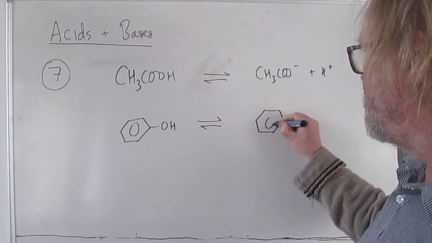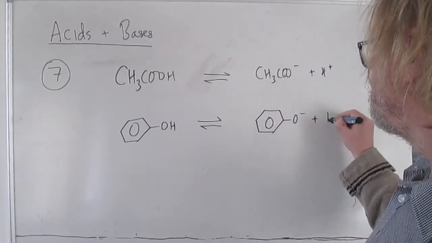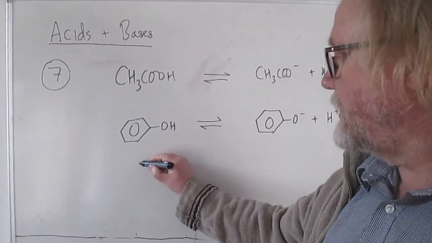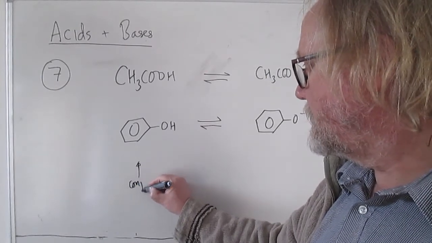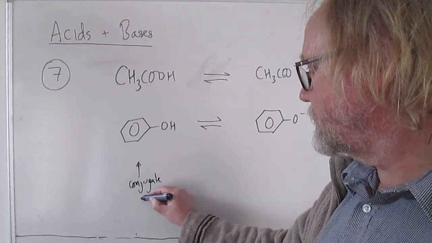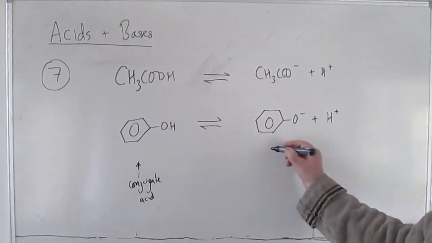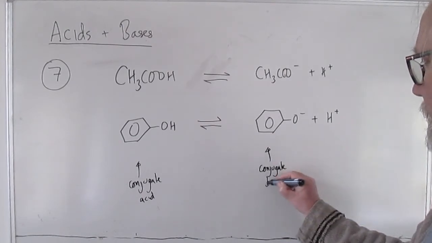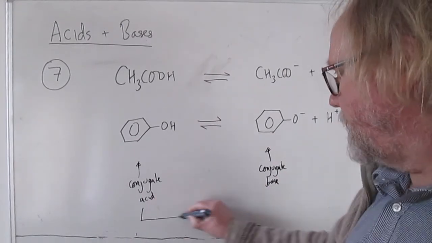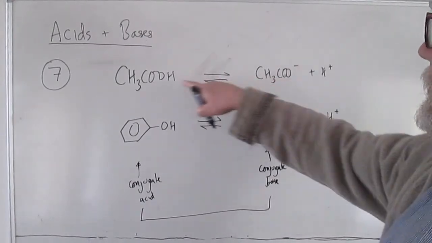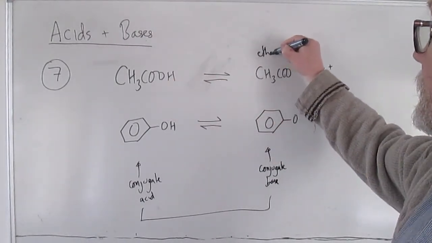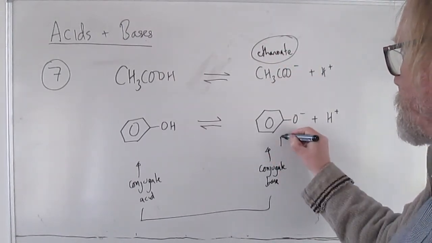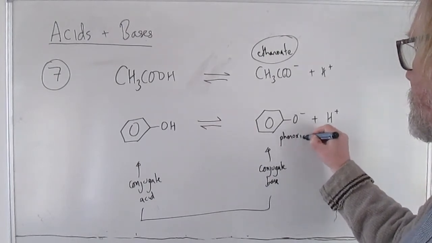So we're comparing really these two reactions. This in each case is the conjugate acid because it can donate a proton, and this is the conjugate base because it can accept a proton to go back the other way. So that's the conjugate pair in each case. Ethanoic acid gives you a conjugate base which we call ethanoate, and phenol gives you a conjugate base which you call phenoxide.